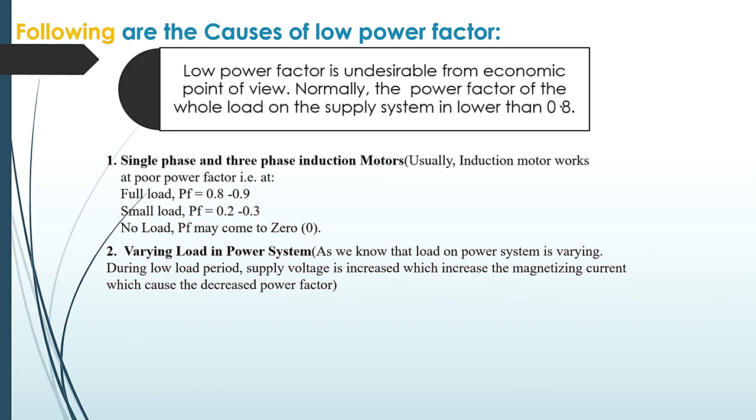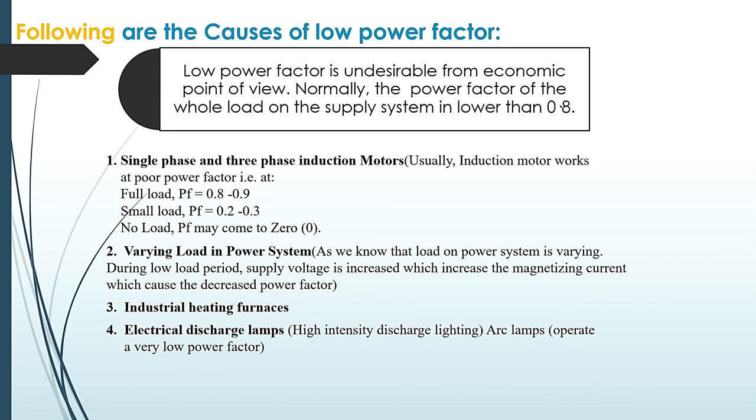Varying load in the power system. As we know, the load on a power system is varying. During low load periods, supply voltage is increased, which increases the magnetization current, which causes a decreased power factor, right? Because if supply voltage is increased, the magnetization current will increase, which causes the decreased power factor. Industrial heating furnaces, electrical discharge lamps, transformers, and harmonic currents are also causes of low power factor.